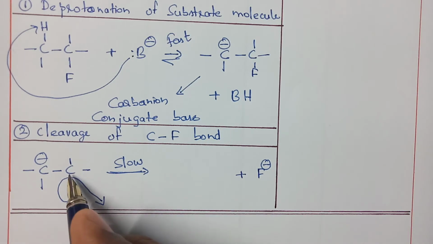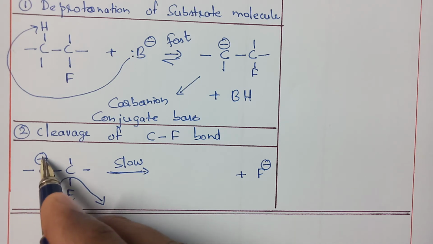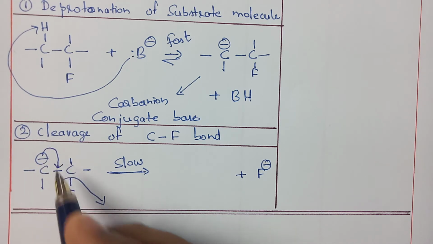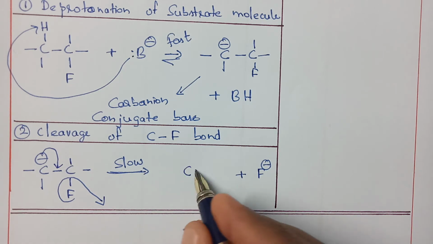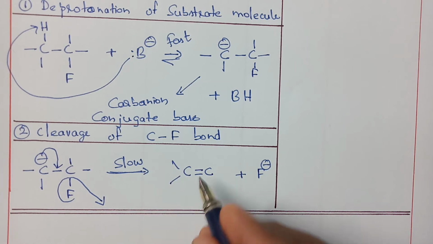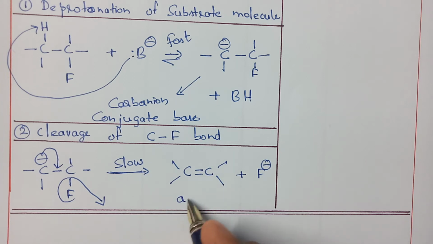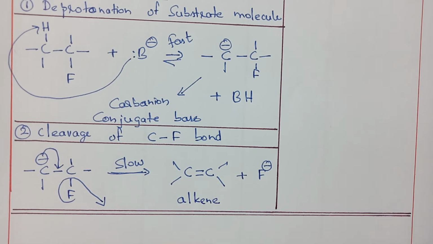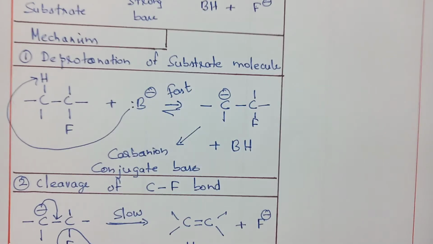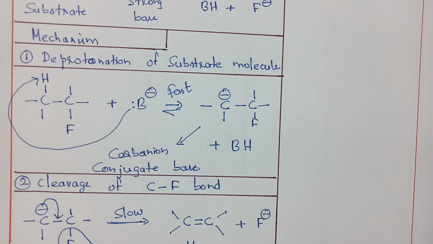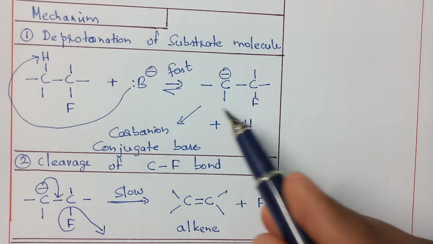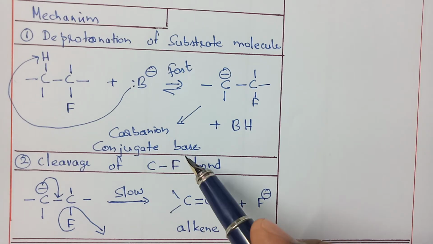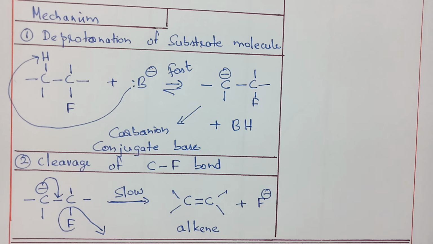Now this carbon will get a positive charge and therefore this negative charge, these two electrons, will come here. Then we will get C double bond C, two bonds and two bonds. That implies we will get an alkene. Therefore we have explained the overall reaction with the help of two steps. Therefore, it is a two-step mechanism. And in this, the intermediate formed is a carbanion. It is the conjugate base of this one. Therefore, we will call it the E1CB, conjugate base mechanism.